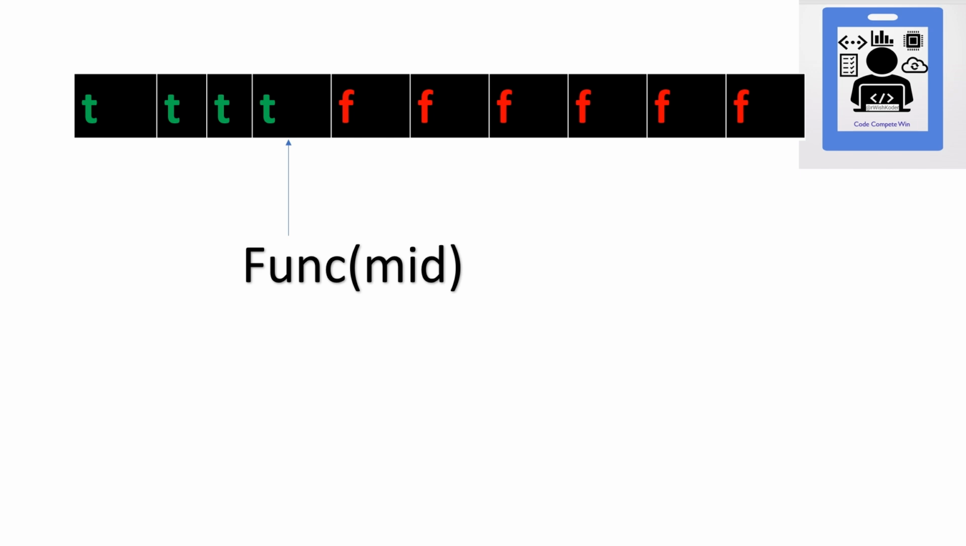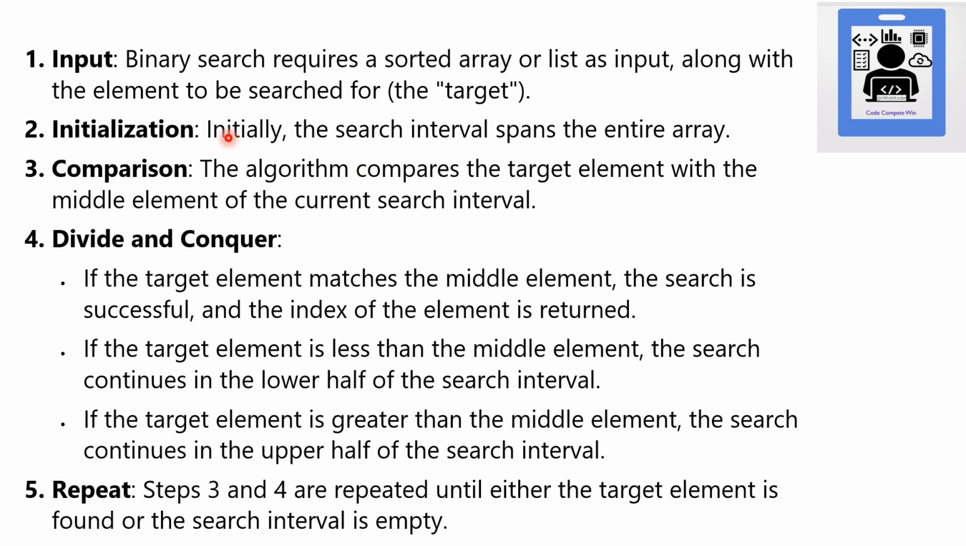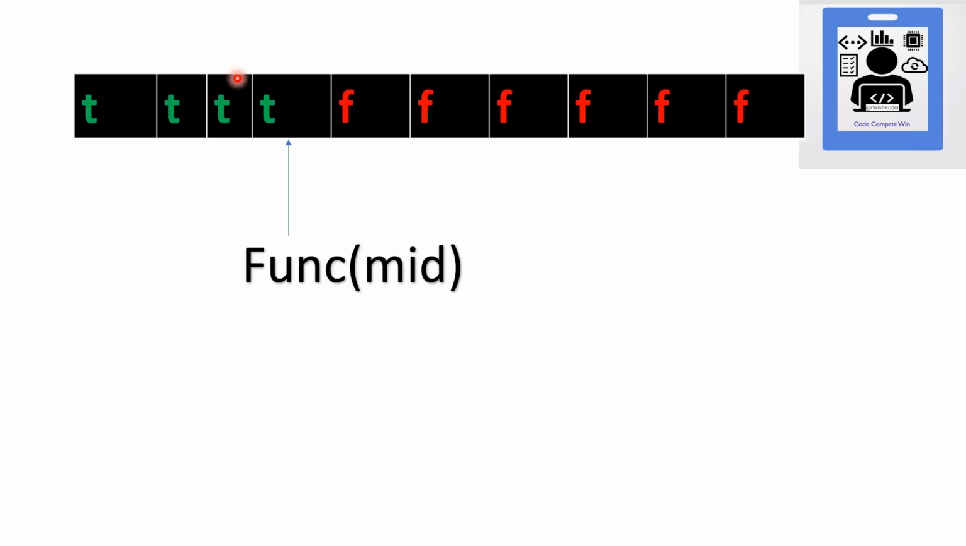Basically, if we have a function which can divide the array into two parts, first true and then false, or first false and then true, then we can use the binary search algorithm. The input to binary search is a sorted array, or an array which can be divided into true and false after applying a function on its elements. Then we can use this binary search algorithm.